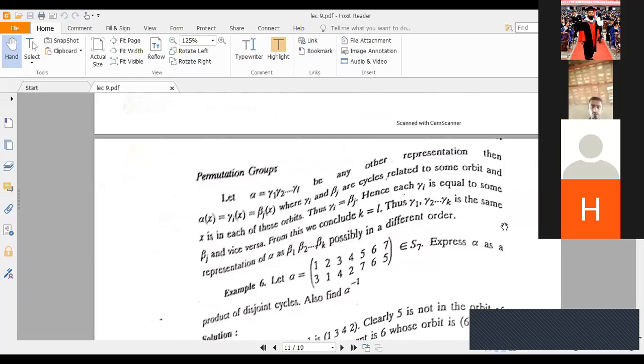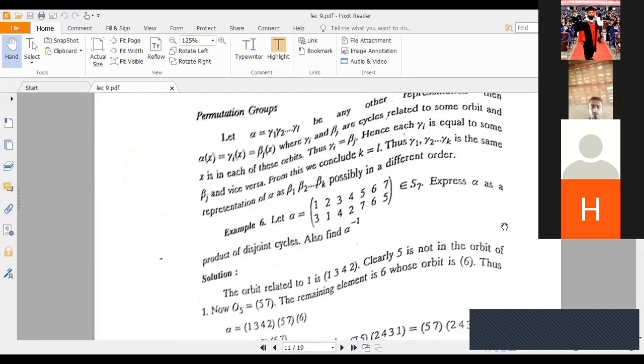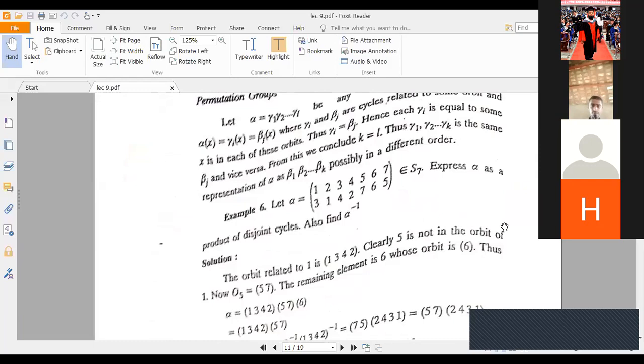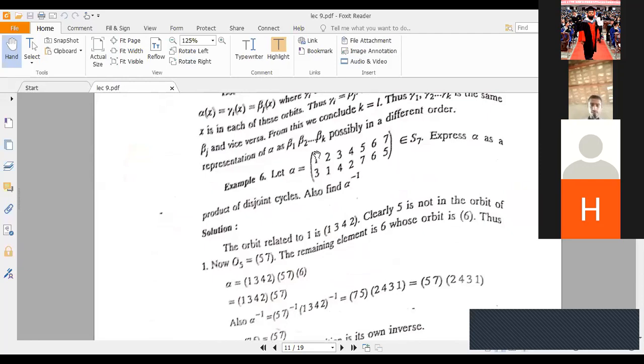Now see here in example number 6, express alpha as a product of disjoint cycles and also find the inverse. Now here 1 goes to 3, 3 goes to 4, 4 goes to 2 and 2 goes to 1. Now the orbit related to 1 is this. Here 5 is not in the orbit of 1. Here 5, 7, the remaining element is 6 whose orbit is 6. It means alpha equals (1 3 4 2)(5 7)(6). And again here is a 6. It means every cycle must be of length 2.